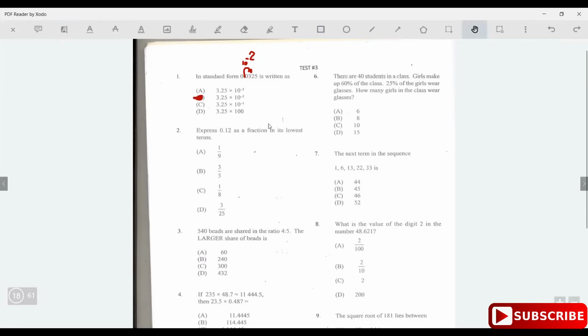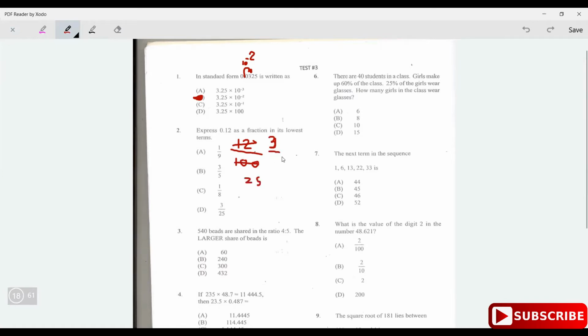It says express 0.12 as a fraction in its simplest form. Now 0.12, as you know, is 12 over 100. And then 4 can go into 12 3 times, and 4 can go into 100 25 times. And so in its simplest form, it's 3 over 25, which is option D.